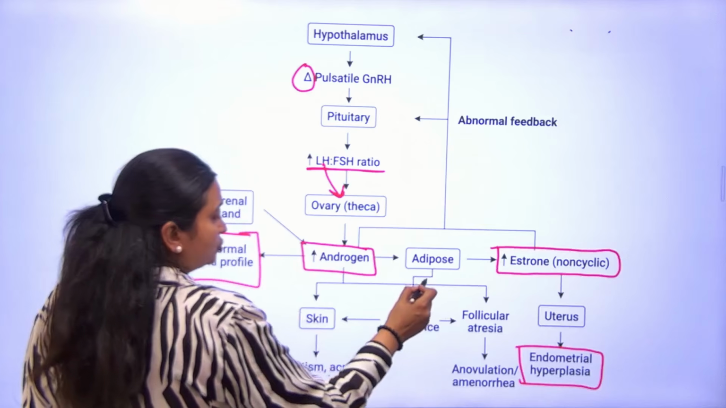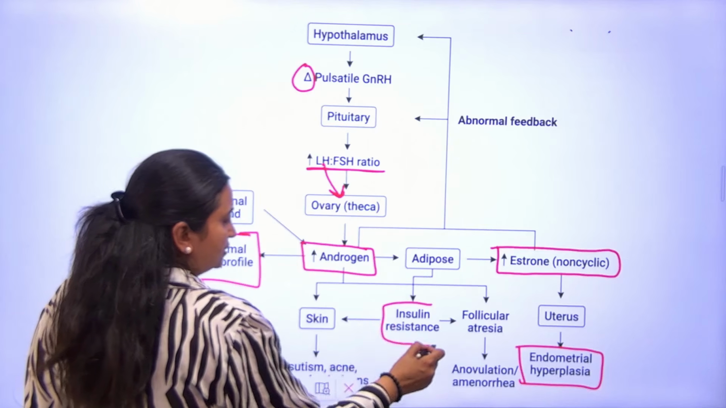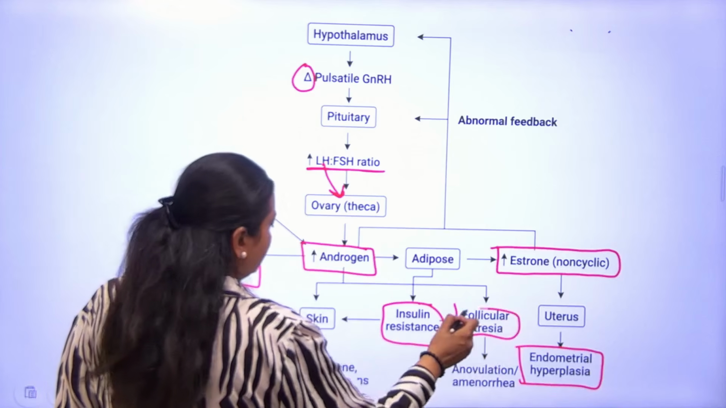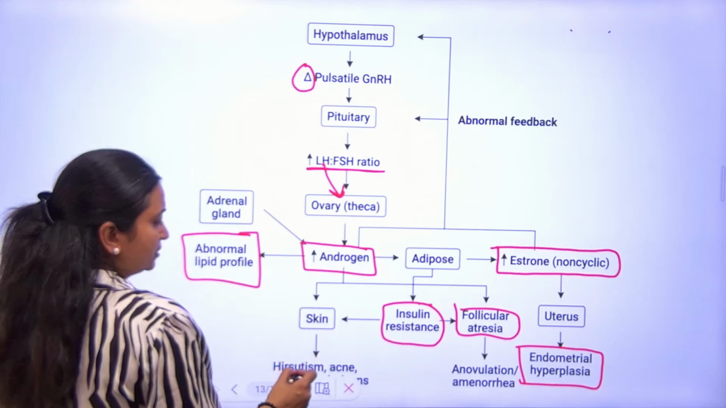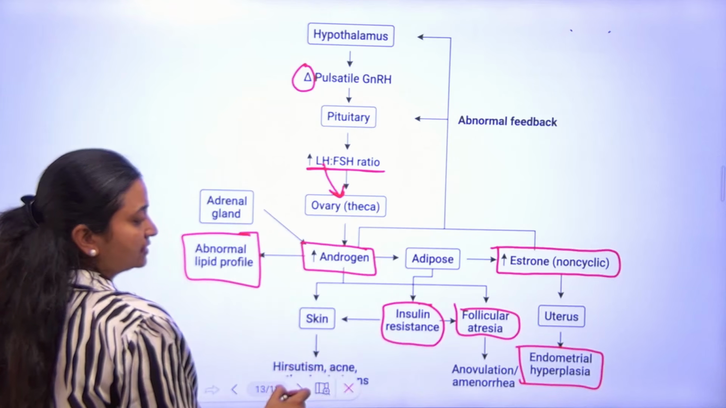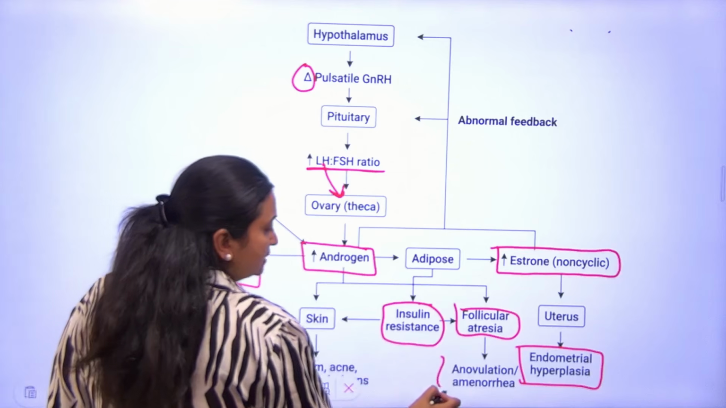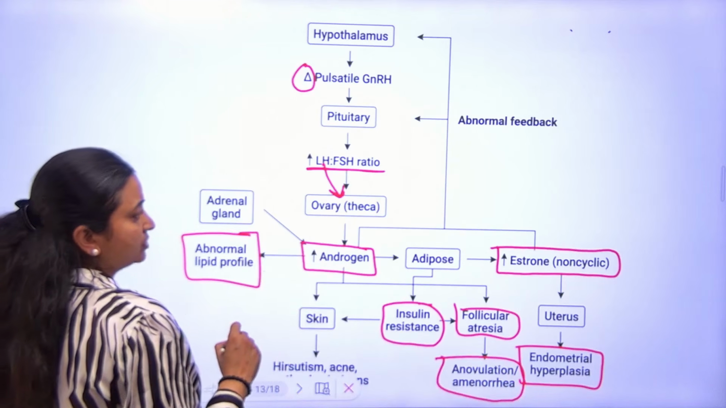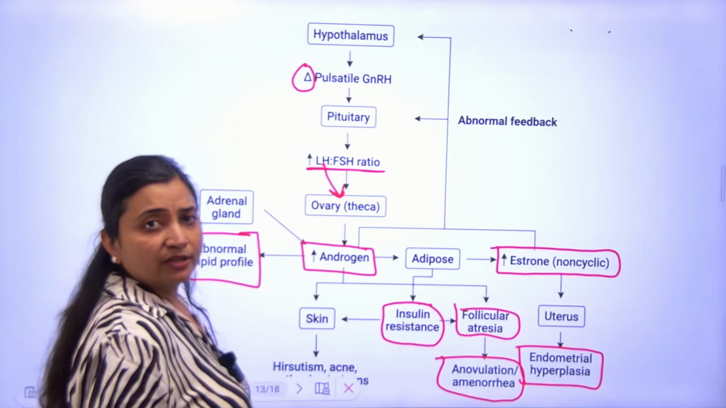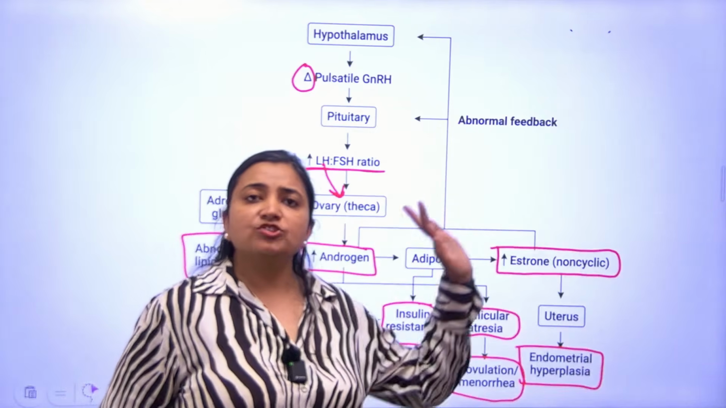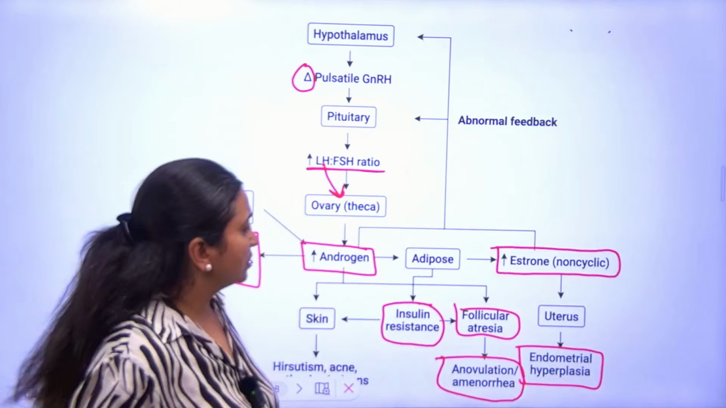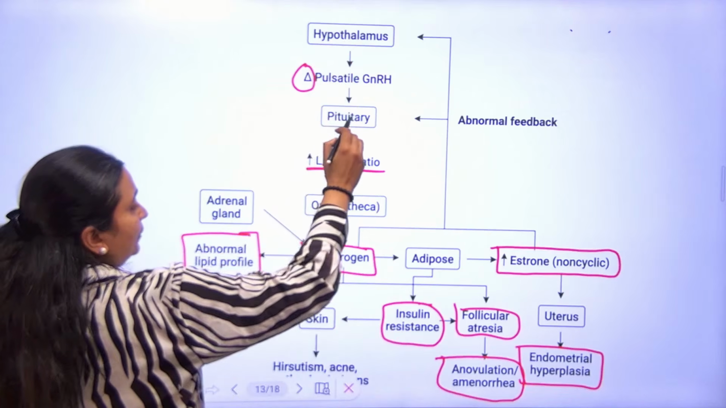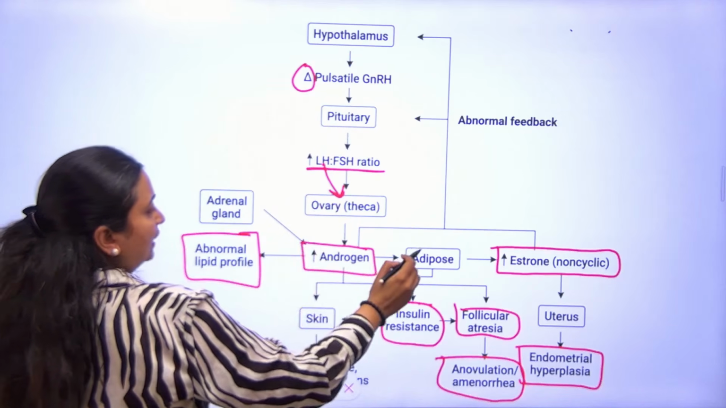This adipose tissue is also giving rise to insulin resistance, which is again causing follicular atresia, and in the skin, hirsutism, acne, acanthosis nigricans. So there is a state of anovulation, amenorrhea, hyperandrogenism, ovulatory dysfunction. This is a self-perpetuating cycle of PCOS, and there are multiple sites to study: hypothalamus, pituitary, ovary, adipose tissue.